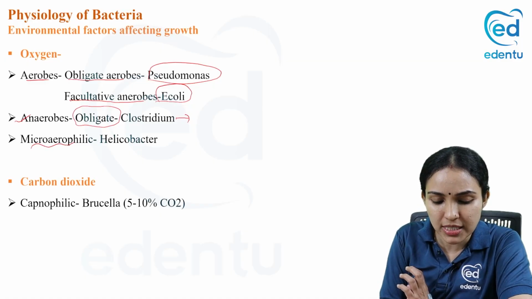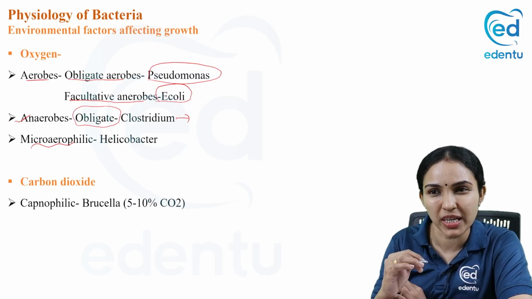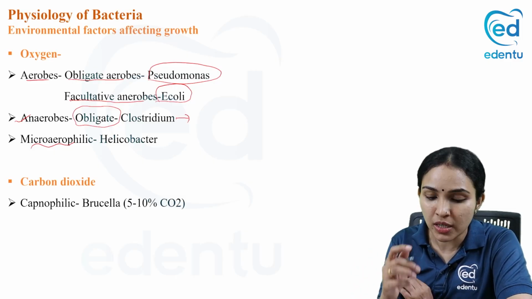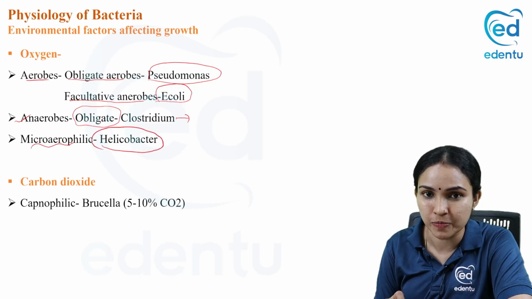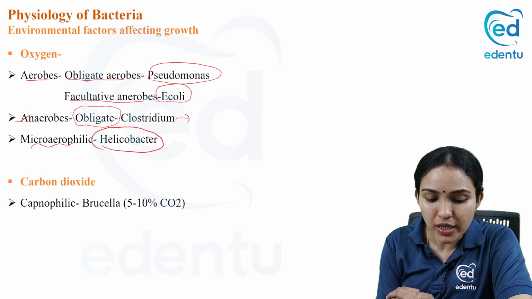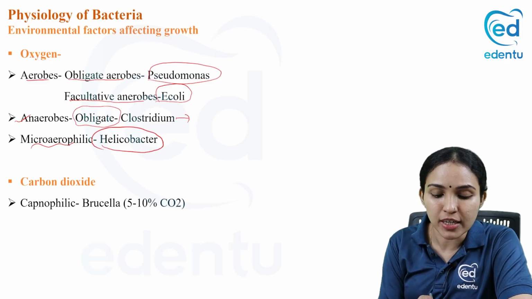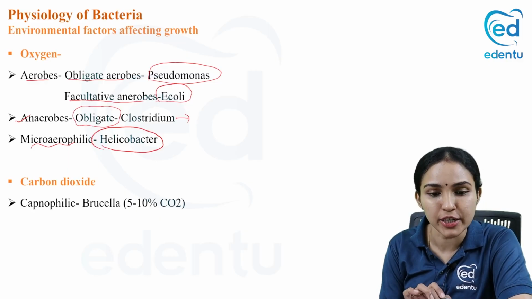And some bacteria need only a very small amount of oxygen. That's why they are called microaerophilic. Though it is aerophilic, it needs oxygen only in very micro quantity. An example for a microaerophilic bacteria is Helicobacter. Okay, so aerobes and microaerophilic. Please remember the examples: obligate aerobe, Pseudomonas; facultative anaerobe, E. coli; obligate anaerobe, Clostridium; and a microaerophilic organism, Helicobacter.